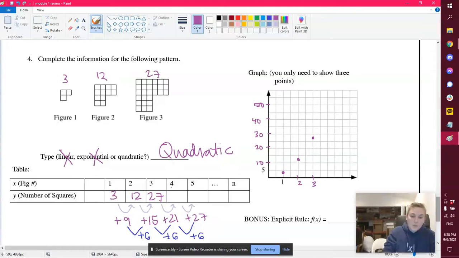So 27 plus 21 is 48. And 48 plus 27 is some number. And that number is 27 plus 15, 75. That makes sense.